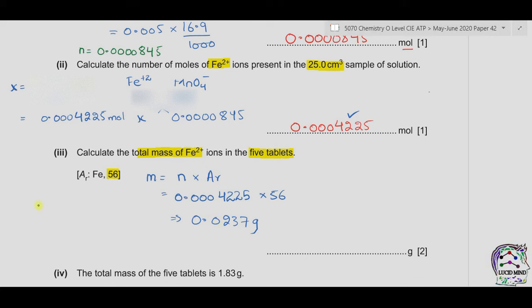So for 250 centimeter cube, we can write that for 25 centimeter cube it is 0.0237 grams. So for 250 centimeter cube it will be x. By cross multiplying, we can find the value of x. Now the total mass of iron plus 2 in the 5 tablets is equal to 0.237 grams.